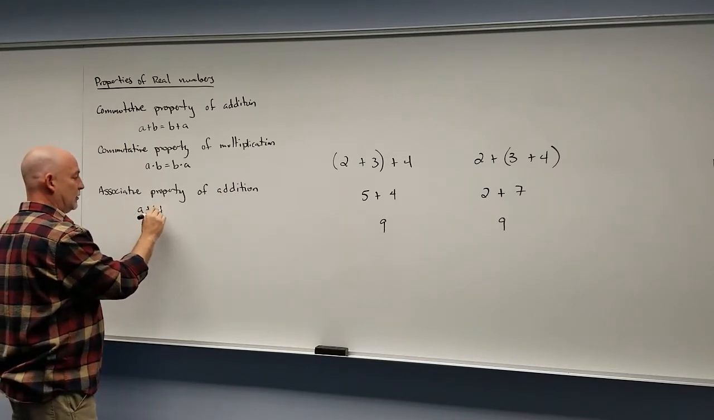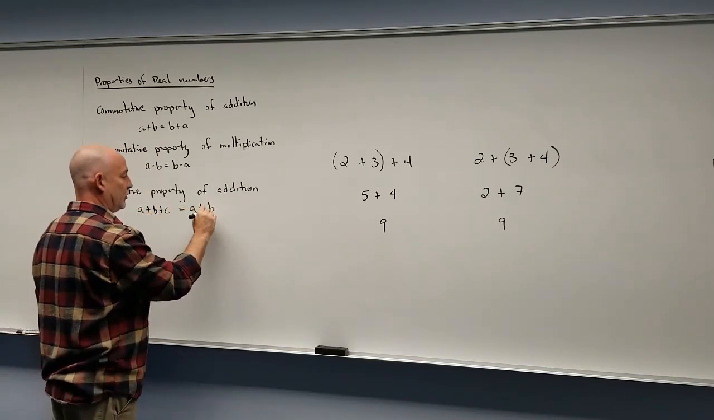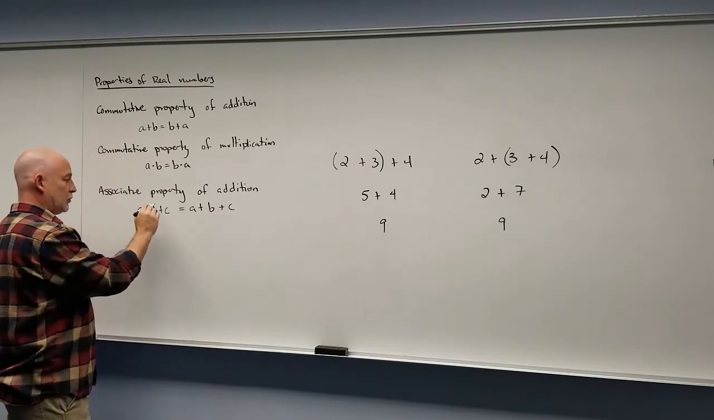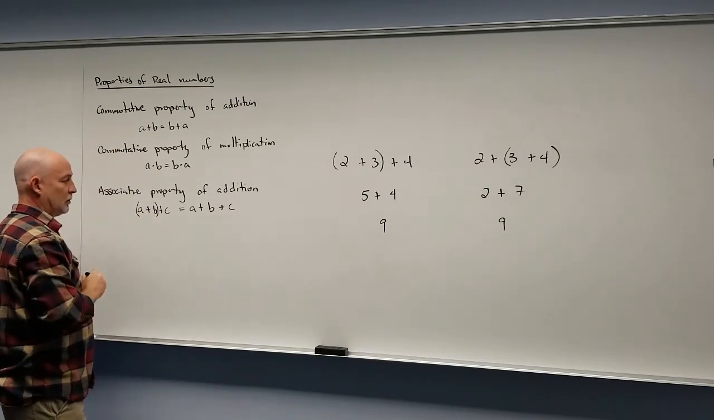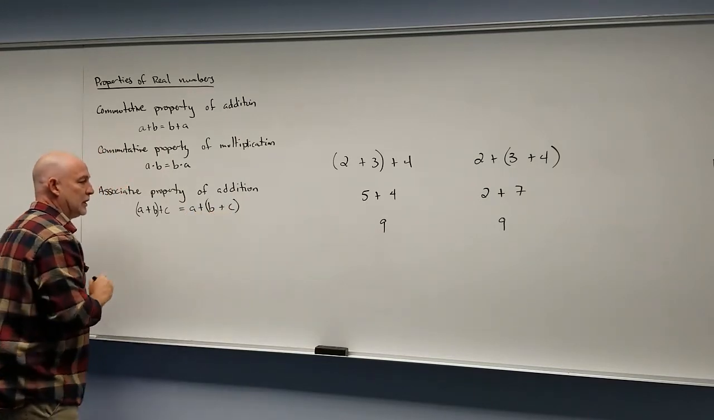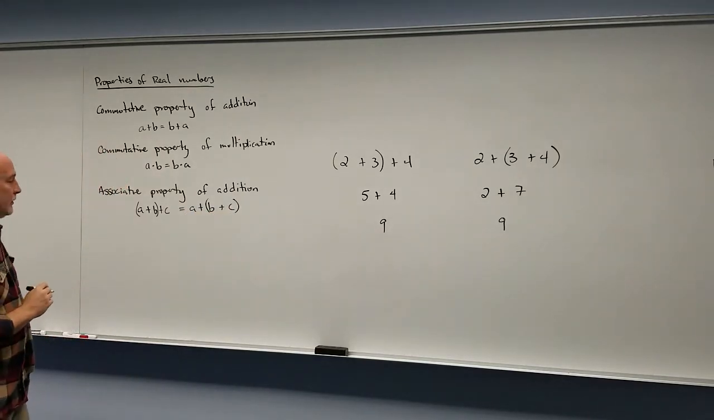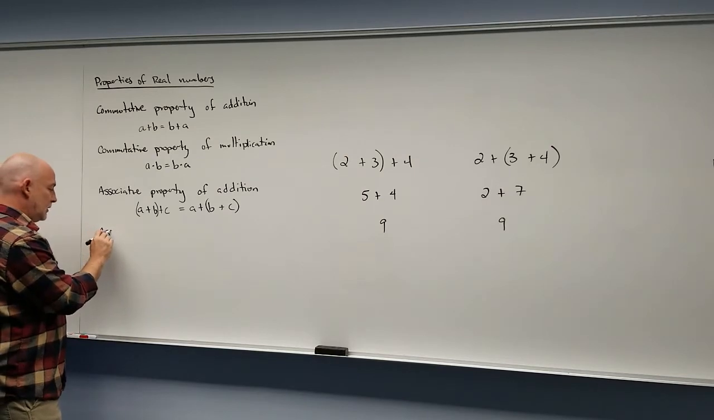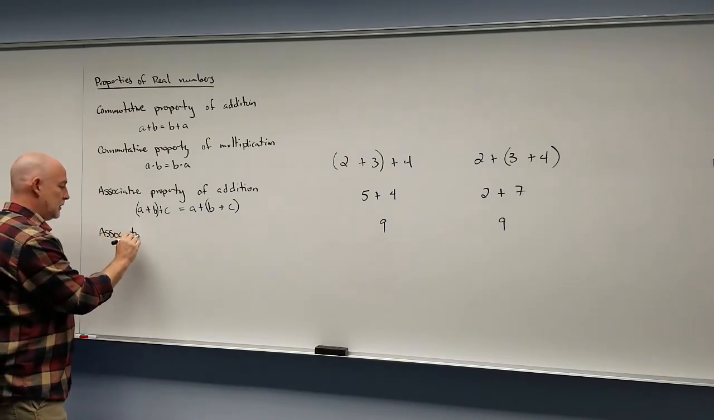And here's the way it's written. (a + b) + c is equal to a + (b + c). The only difference here is we're going to group them differently. On the first side, we're going to do a plus b first. On the other side, we're going to do b plus c. Now, let's see, are there any other operations that are associative?